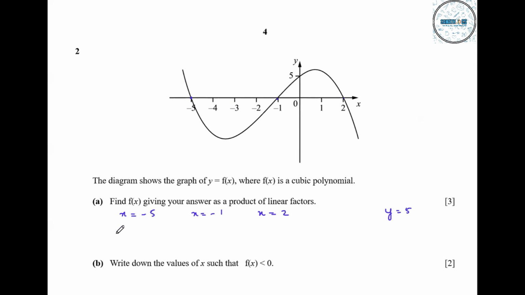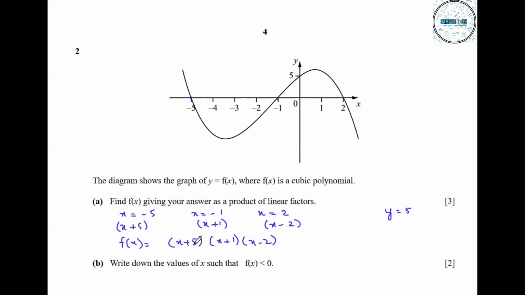Now, we will make factors from this. X plus 5. We have x plus 1. And we have x minus 2. So, f of x is equal to x plus 5, x plus 1, x minus 2. Now, when we multiply constant terms, then we get y-intercept.